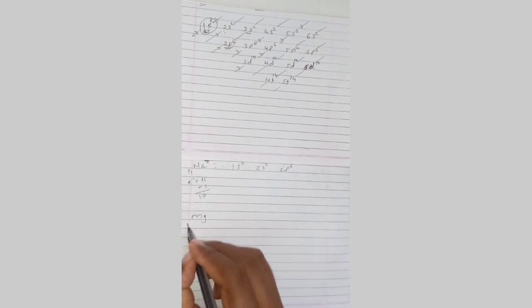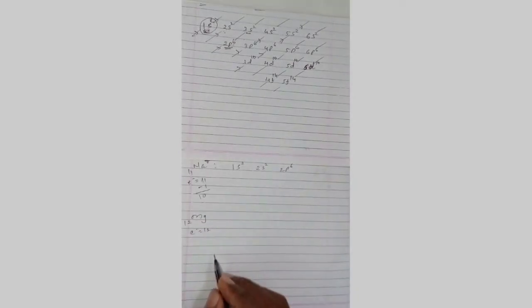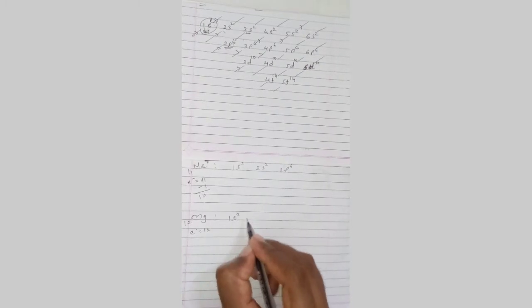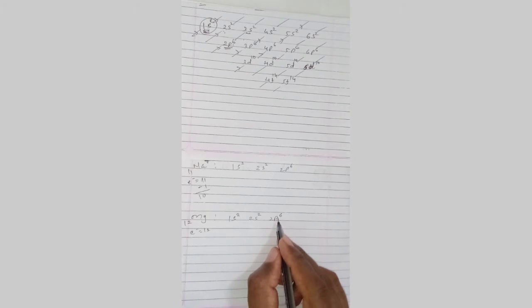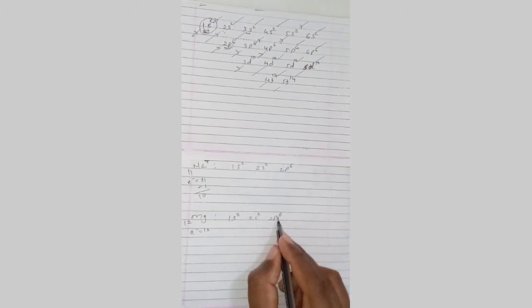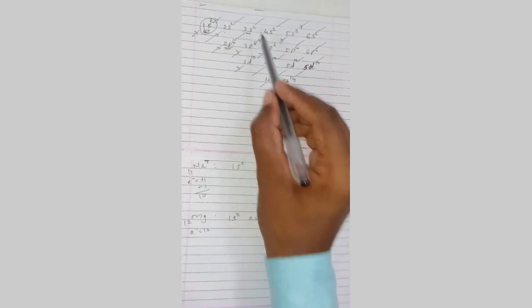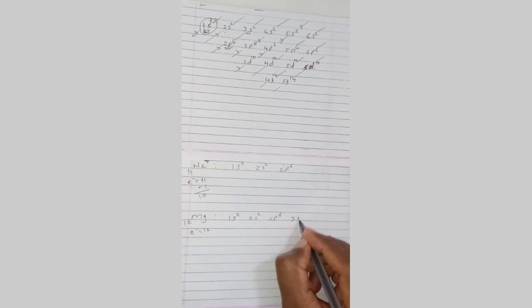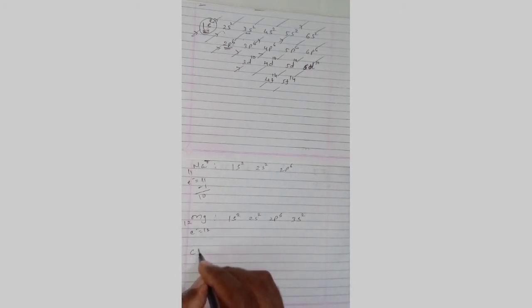Then magnesium 12, so number of electrons are 12, 1s2, 2s2, 2p6, number of electrons here 2 plus 2 is 4, 4 plus 6 is 10, and then the rest of the 2 electrons enter into 3s orbital.